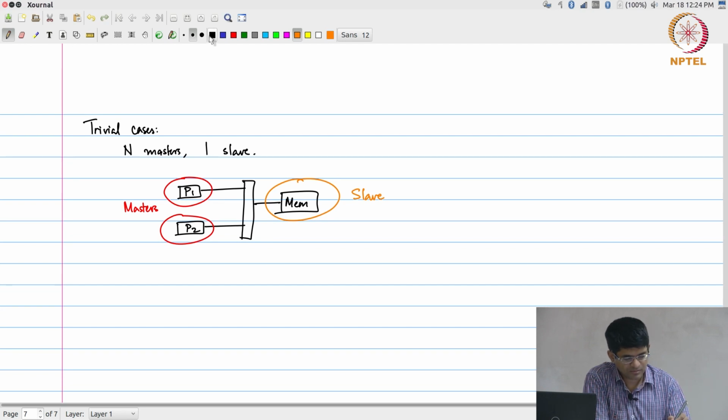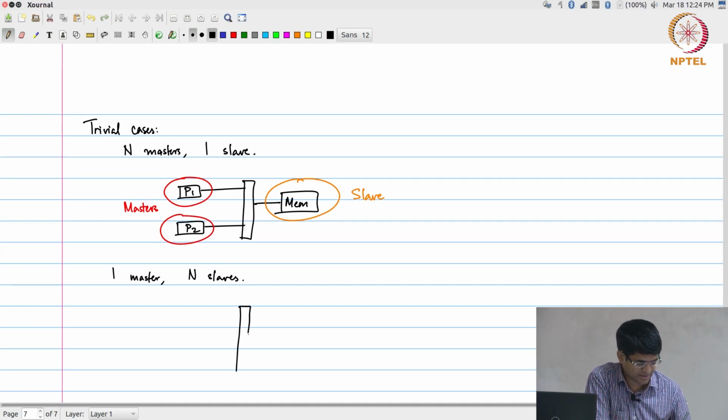Okay. The other case is one master, n slaves. This is also fairly easy to understand. I could just think of it as this is my CPU, this is the master, and on the other side, example peripherals, what can you think of?